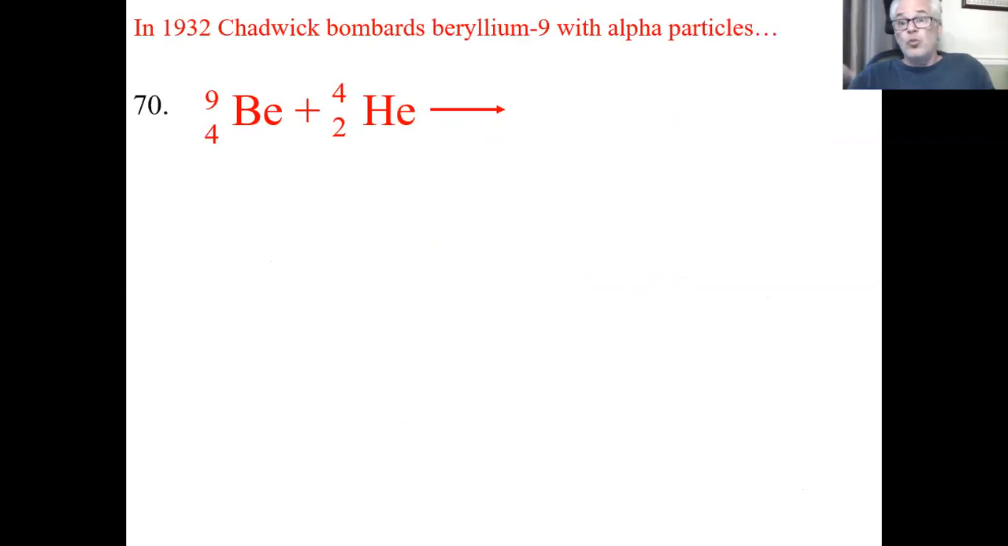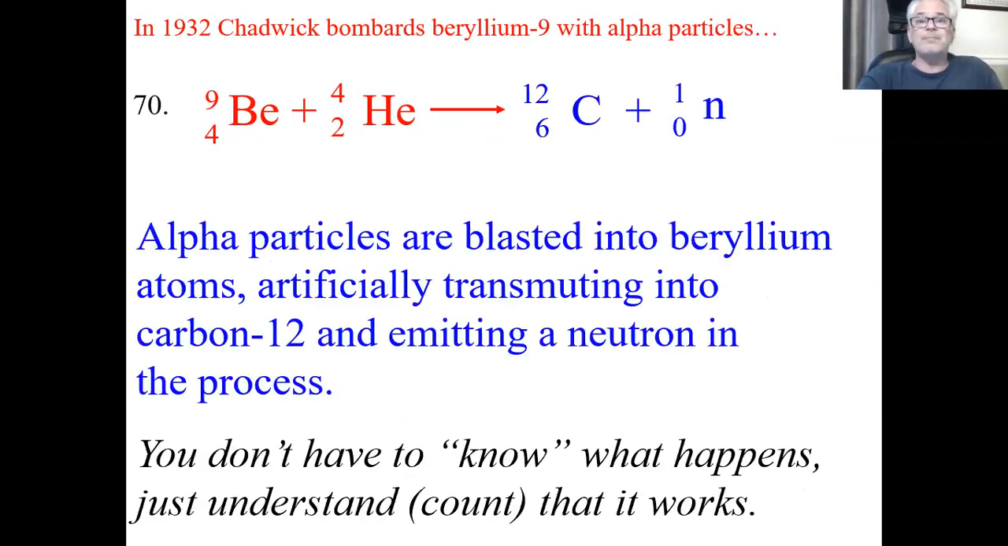James Chadwick, who discovered the neutron actually, took beryllium, which is a metal, beryllium-9, and shot alpha particles at that to see what would happen. And by hook or by crook, because he's really smart, he figured this out: it turns into good old-fashioned carbon-12. That's a normal carbon, not radioactive, and a neutron pops out. In this case, alpha particles get blasted into beryllium atoms. They artificially transmute the beryllium into carbon-12, and a neutron pops out.